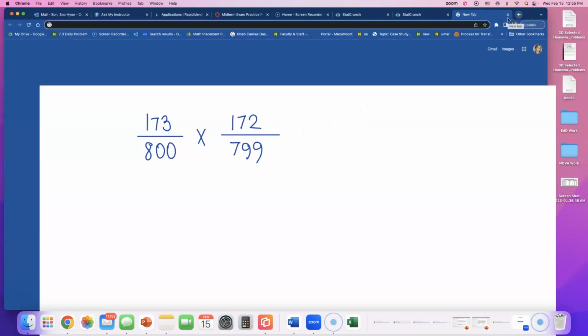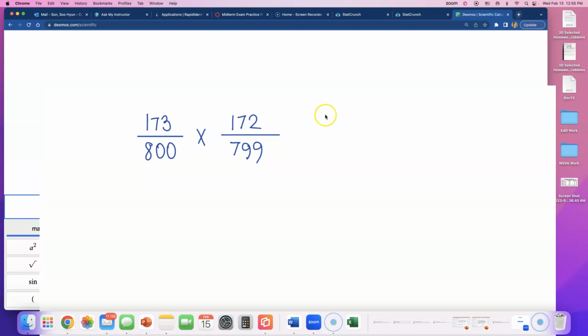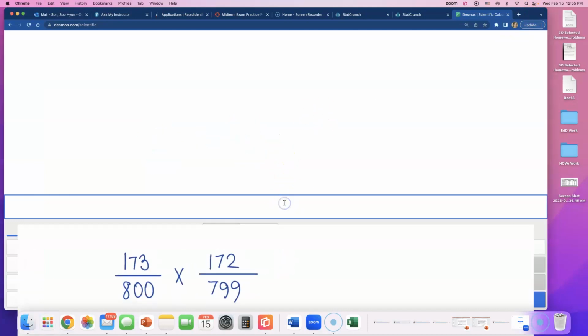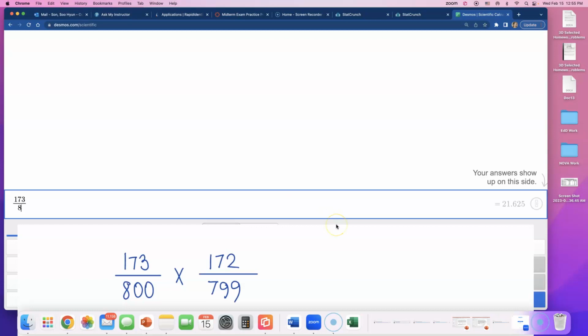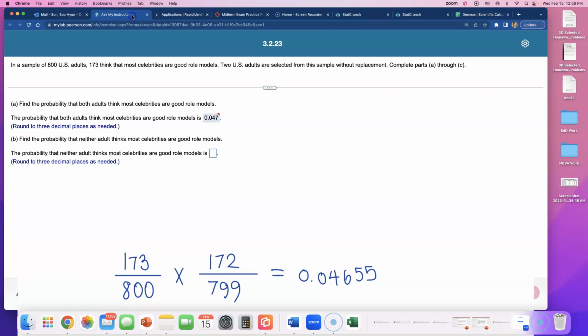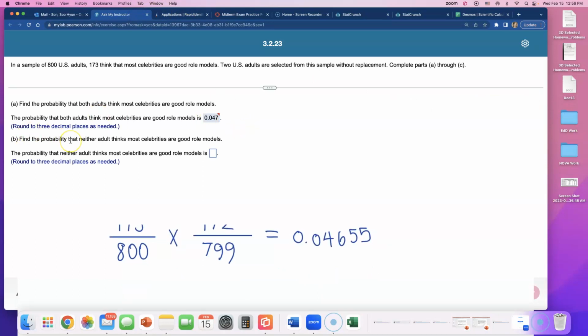So I'll go to Desmos Scientific Calculator and multiply these 2 fractions, okay? So I'm doing 173 divided by 800 times 172 divided by 799. That comes out to be 0.04655. And let's see how they want you to round this problem. Round to 3 decimal places. So 1, 2, 3. This number is bigger than or equal. Oh, that's 5, so I'm going to have to round up. So that will be the answer to part A.